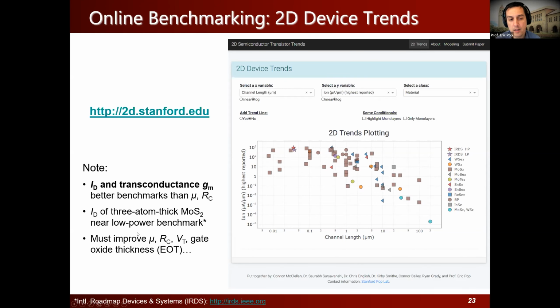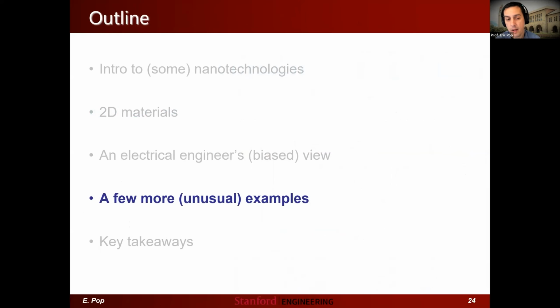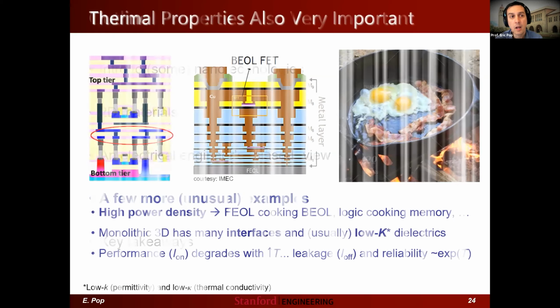To end this part, certainly we have to keep improving the mobility, contact resistance, gate oxide thickness, and threshold voltage. But at the end of the day, it's the current and transconductance of the transistors that matters. Okay, so I want to move on and talk about a few different examples, not necessarily electrical, but thermal, or maybe non-thermal with a thermal flavor.